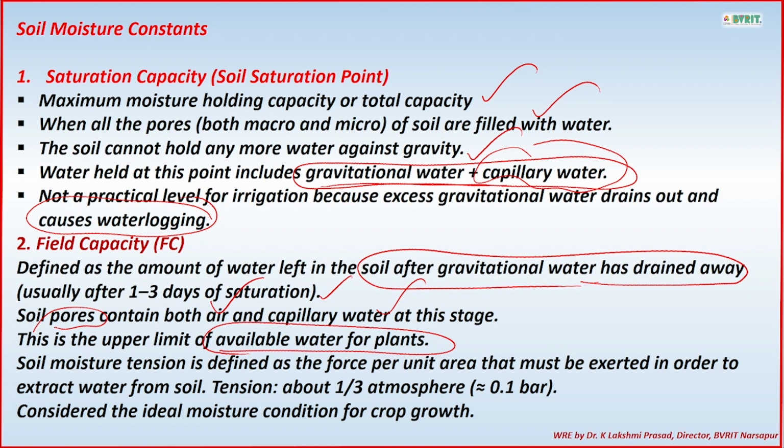Right? Consider it the ideal moisture condition for crop growth, because this is the one which is really useful for us. Then we said that by capillary action, due to surface tension force, the water is held in the pores of the soil. So how to define it? The soil moisture tension is defined as the force per unit area that must be exerted in order to extract the water from the soil. The force that has to be exerted in order to extract water from the soil is what we call soil moisture tension, because that is the word commonly used.